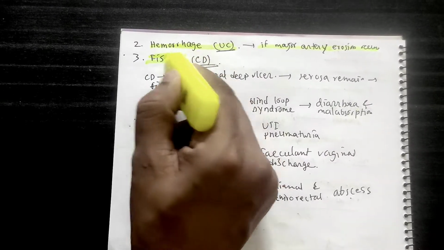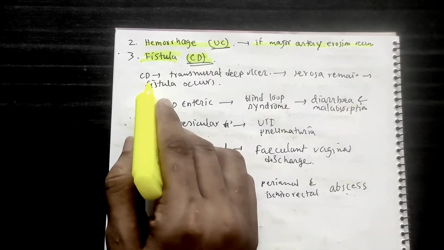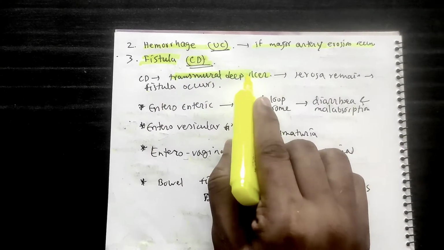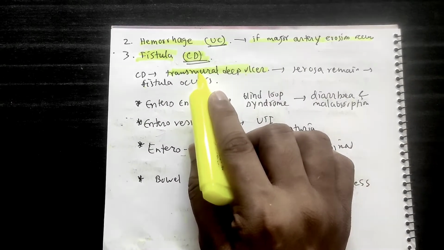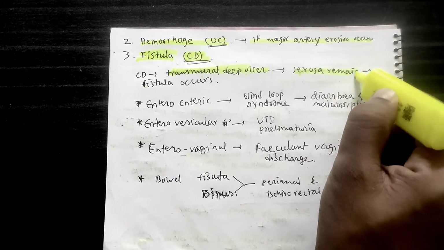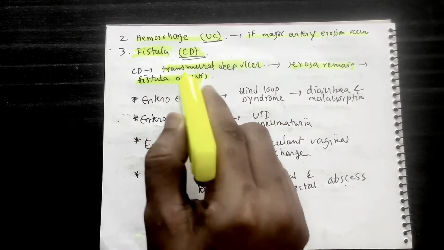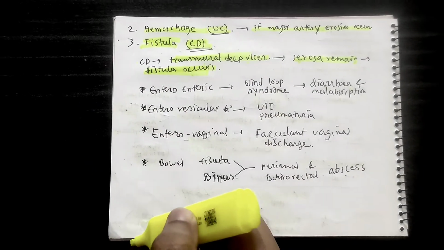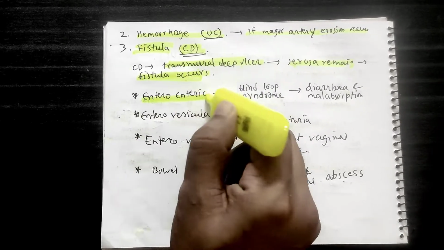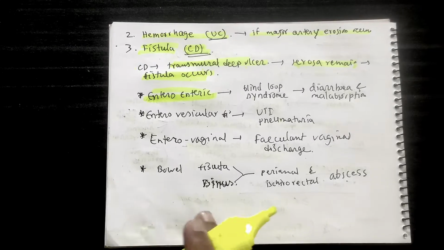Number 4 is fistula. Fistula often occurs in Crohn's disease. As we know, in Crohn's disease there is a transmural deep ulcer, and when the muscle layer is also involved, only the serosa remains, and so a fistula can easily occur. So in Crohn's disease there is the occurrence of fistulas. Which are the fistulas? Number 1, enteroenteric fistula: there is a connection between the large gut and the small gut.